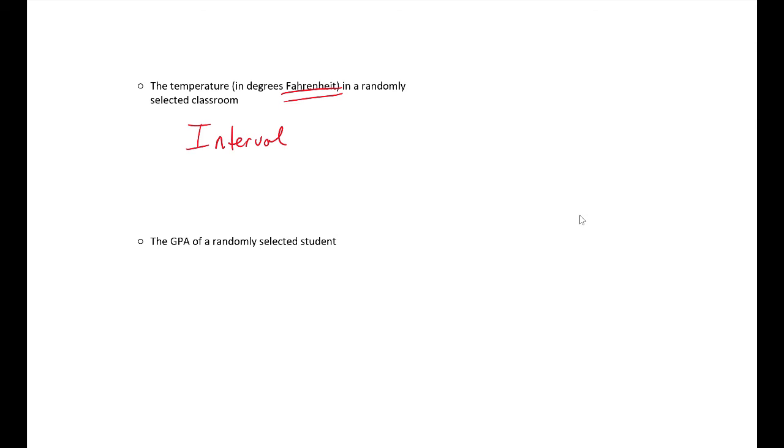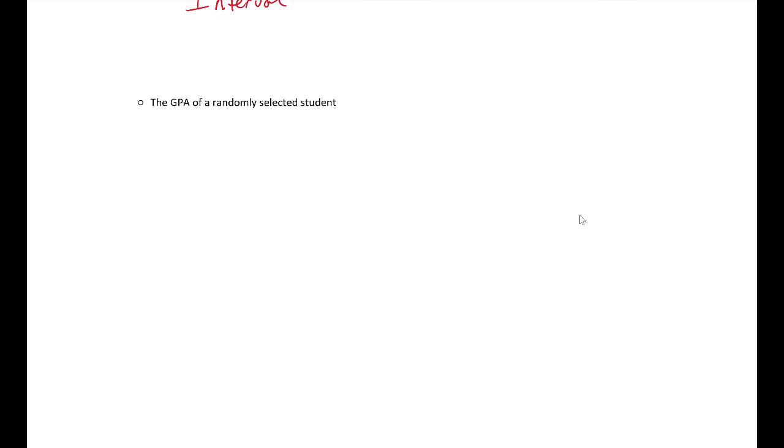All right, here we go. GPA of a randomly selected student. GPA, think about them. GPAs start at 0.0 and go up from there. Because we're starting at 0, we have an absolute 0. We're quantitative, so this has to be a ratio data set. Okay? Because GPAs start at 0. All right.